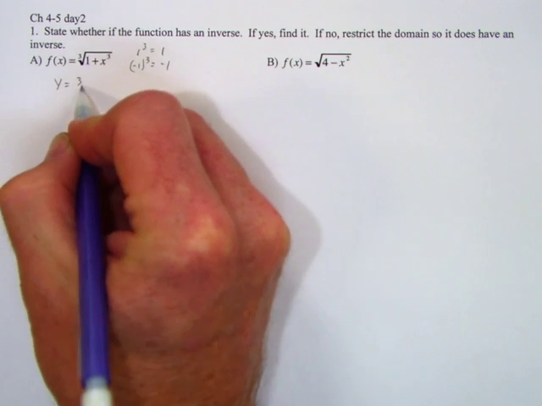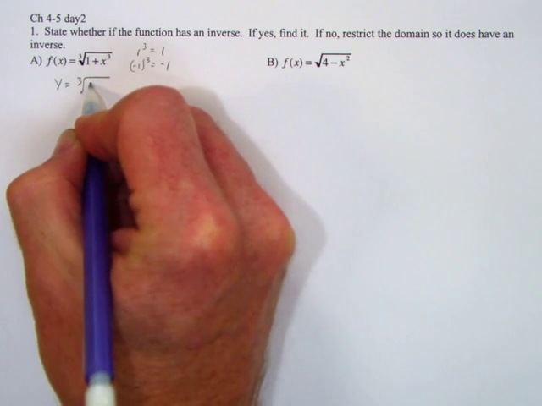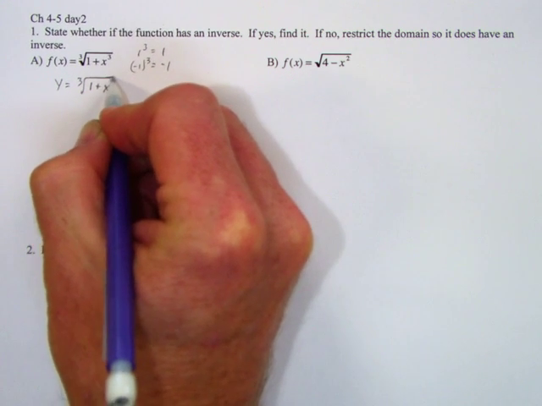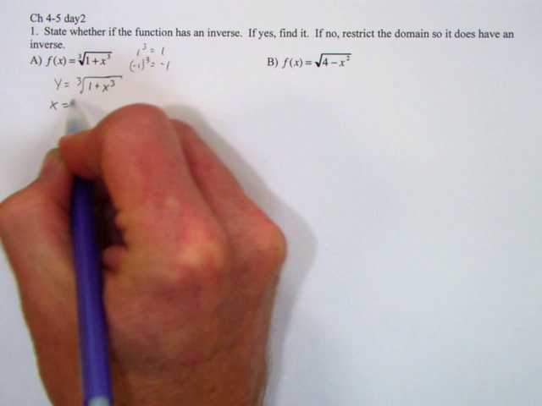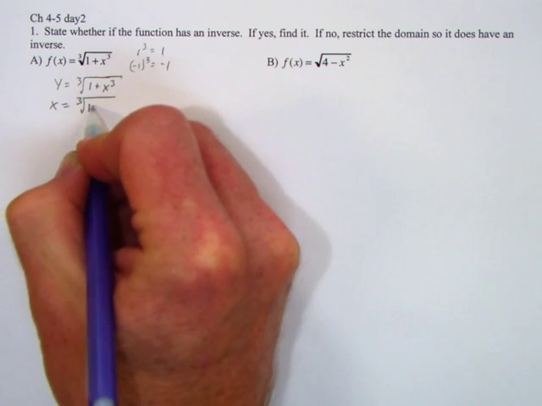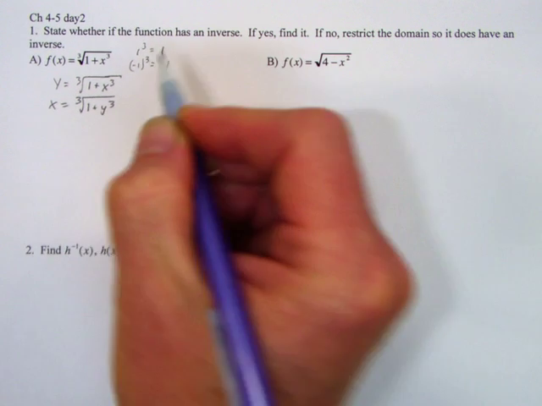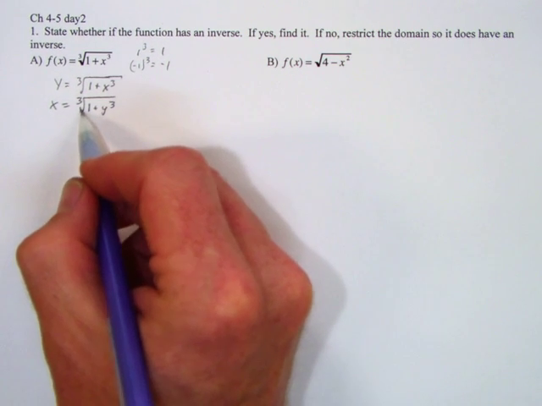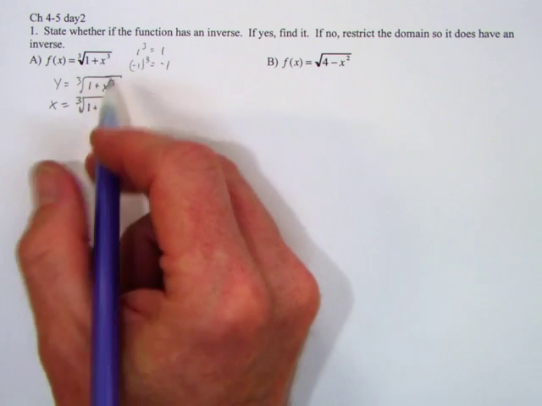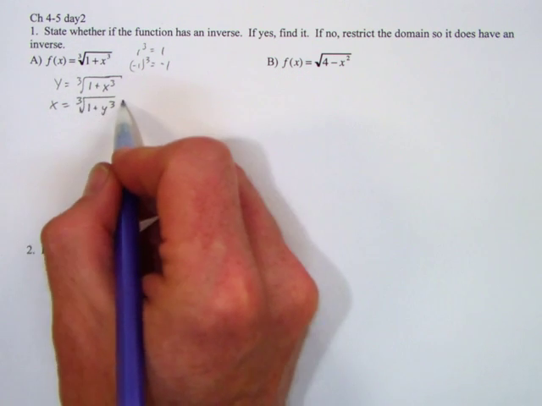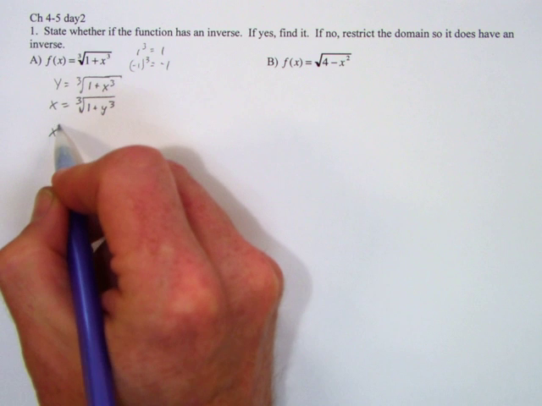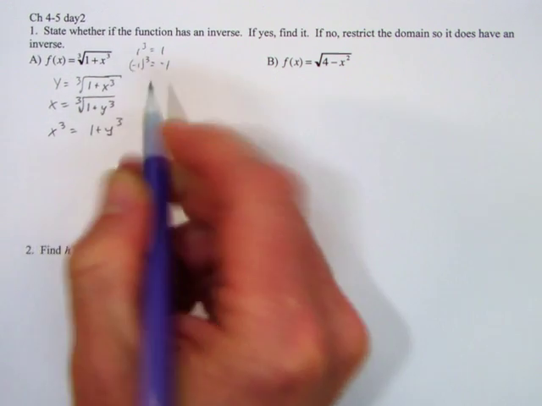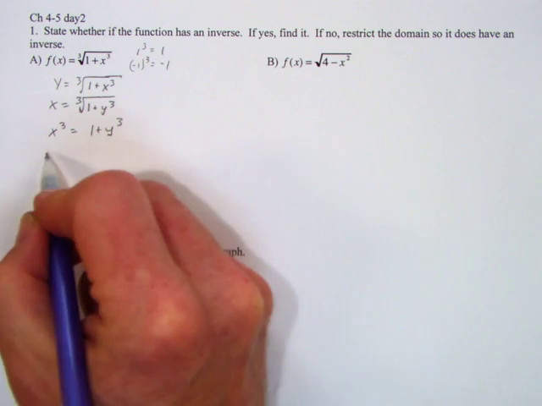And so we have y equals the cube root of 1 plus x cubed. Swapping, x equals the cube root of 1 plus y cubed. Now we want to solve for y, so we're going to cube both sides. Remember, a cube root's the same as a 1/3 power, so we're going to raise this to the 3rd power. We'll get x cubed equals 1 plus y cubed. Move that 1 to the other side.